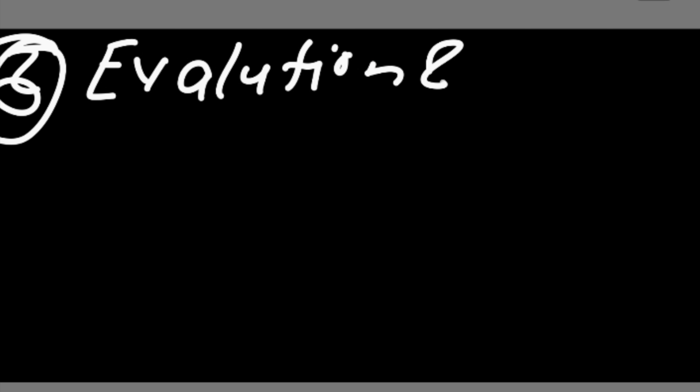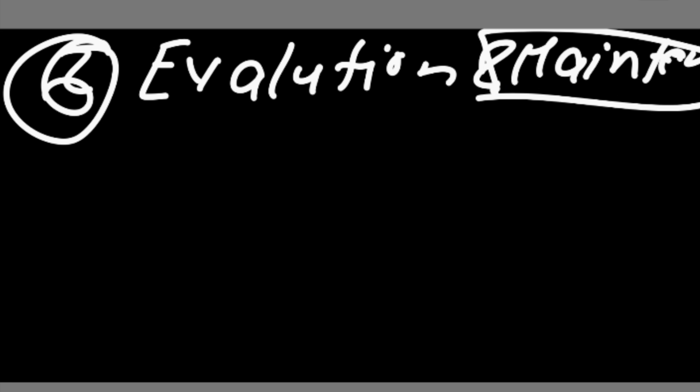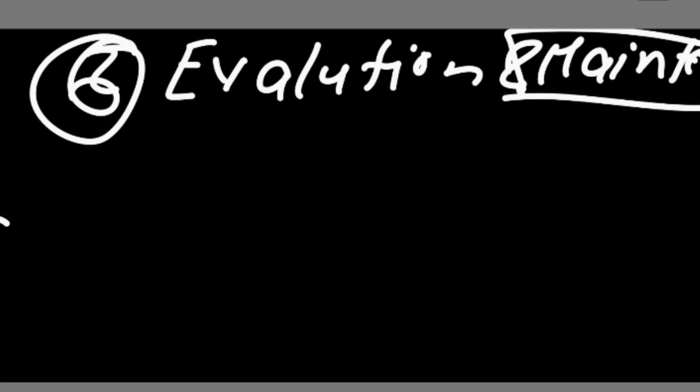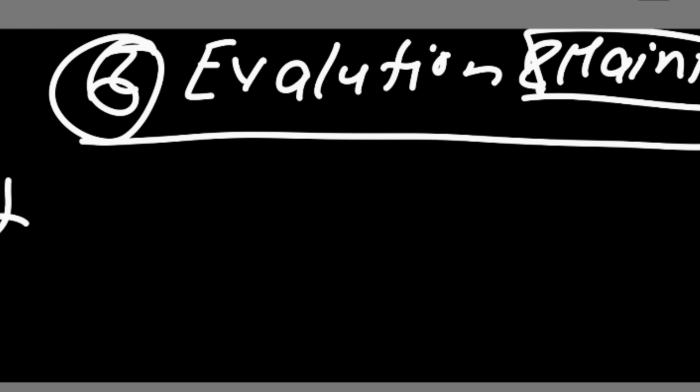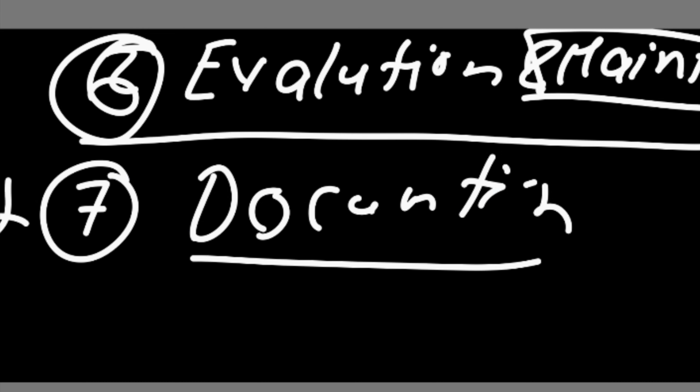And sometimes we have to maintain the code so that there is no error. If there is an error, we have to maintain that. So the sixth step is evaluation and maintenance. After all this comes documentation. The program is working well, and we have maintained it if any error came up. After that, it is documentation.